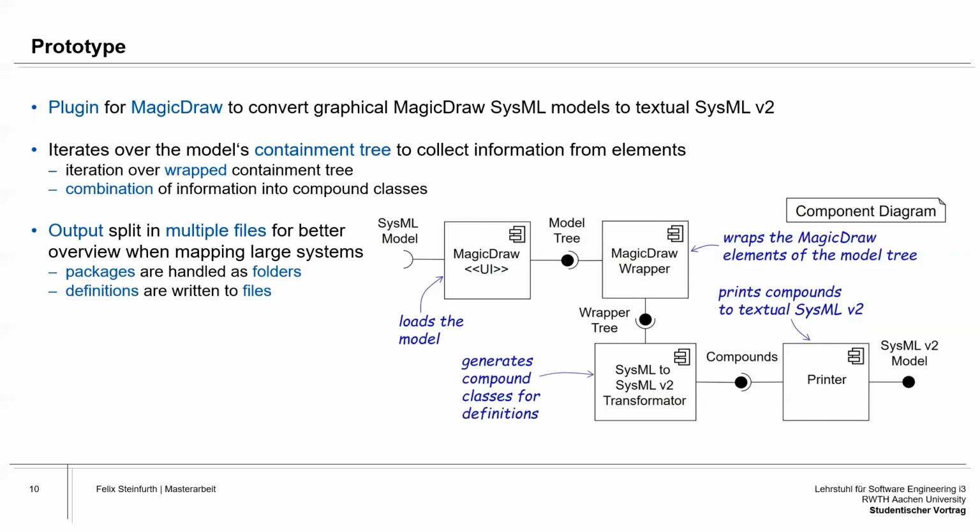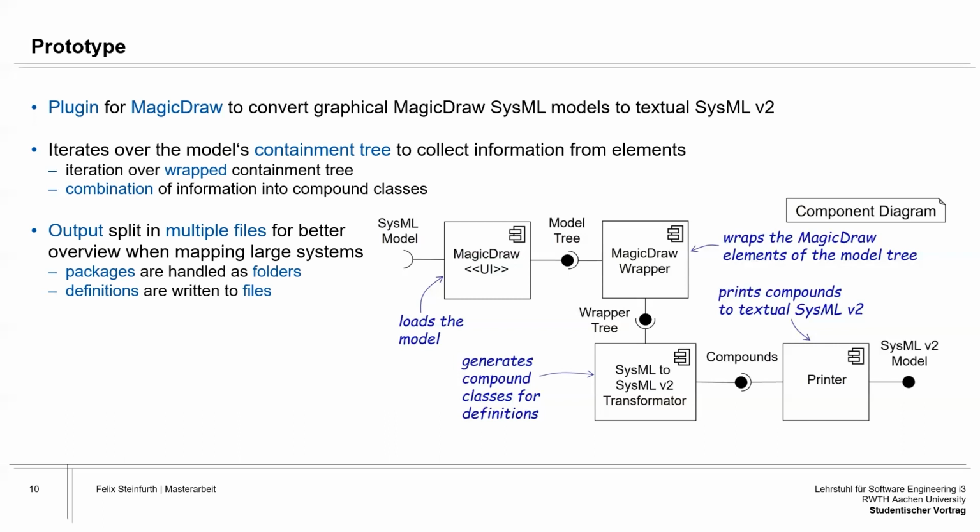We decided to split the output of the plugin into multiple files for a better overview when mapping large systems. Therefore, we handle packages of the model as folders, and as SysML v2 is a definition-focused modeling approach, we handle the elements that we map to definitions as those elements that we write to separate files.